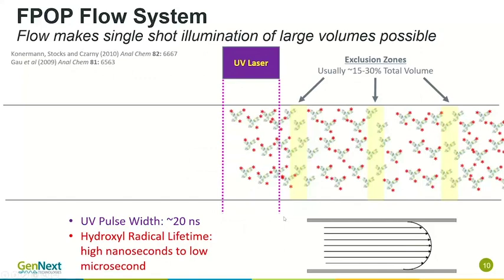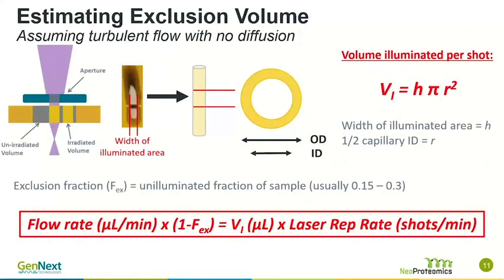If you want to see a more detailed treatment of why these exclusion zones are what they are, there are a couple of good papers I can recommend. The Gao et al. paper is an empirical approach to the question of exclusion volume. And the Koderman paper is more of a theoretical approach to the question of exclusion volume and laminar flow effects. But keep in mind, we need to have this exclusion zone or this exclusion volume to make sure that we're not double illuminating any of our sample.